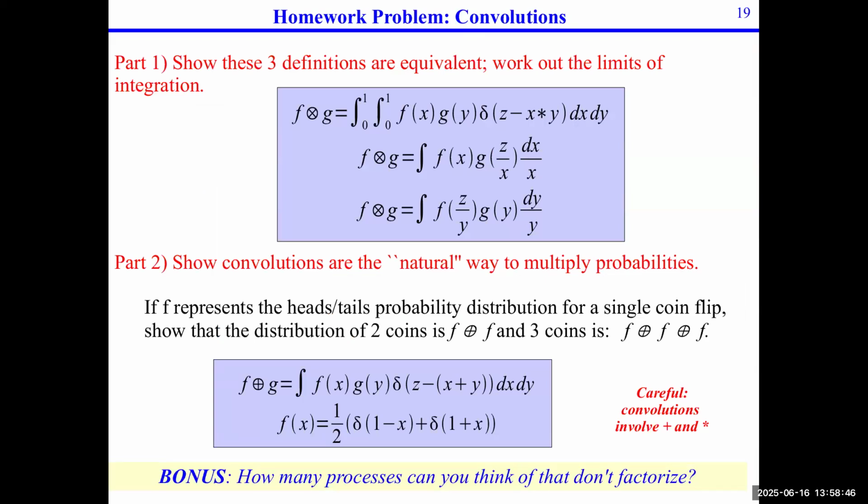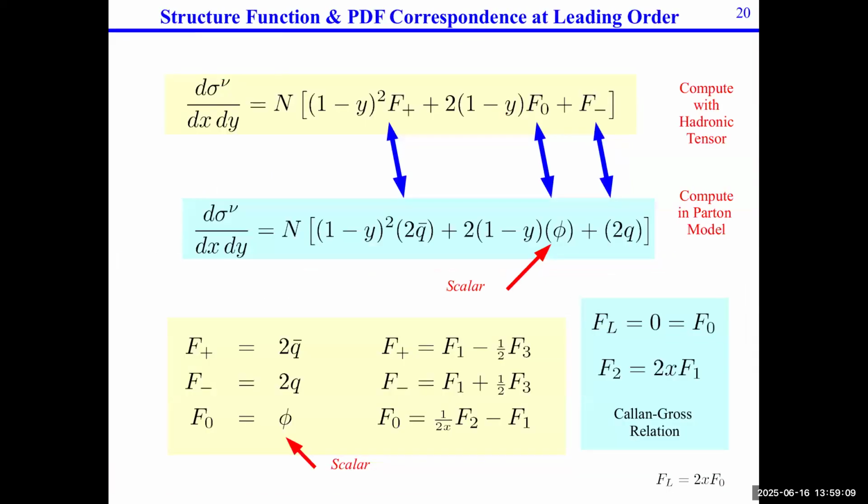A little bit of homework. The convolution is the proper way to multiply probabilities. And so you can try it with a coin flip down here and work it out. Also, it's a symmetric function in these lower cases where it's not obvious it's symmetric, but if you drop in the delta function, it is. So you can look at that.